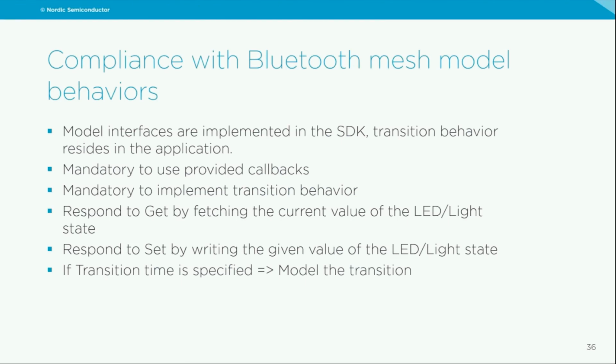Model interfaces are implemented in the SDK and the transition behavior resides in the application. As long as you use the provided callbacks and implement the transition behavior, you can comply with the mesh model specification. Simply respond to a get by fetching the current value of the LED or light state, and respond to a set by writing the given value of the LED or the light state. If the transition is specified, model the transition in the application.